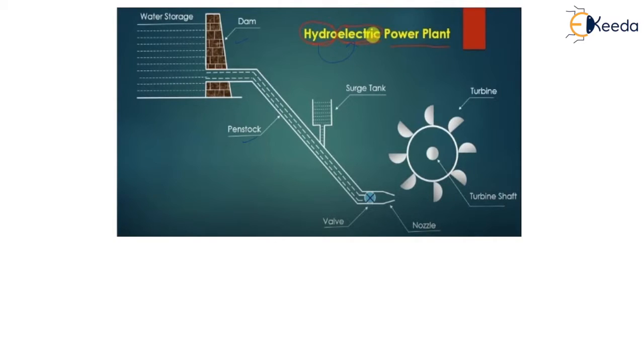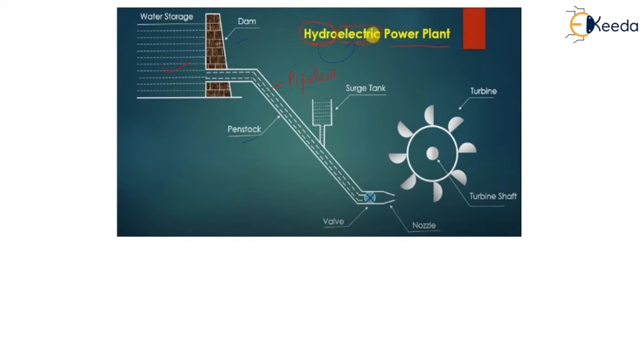Starting from the dam, it has been made up to a height because it holds the water, and if it is at a height, it will have more potential energy. That is why it has been kept upward, and this is the hydraulic energy present in this water here. You can see with the red pen here. So this is the dam, and from here the water will flow through this pipeline.